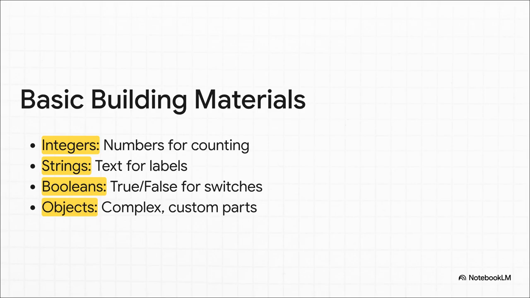So what are these basic materials? Well, we have a few fundamental types. You can think of integers as your numbers, the measurements for how big a room is. Strings are just text. They're the labels on the blueprint, like kitchen or bedroom. Booleans are your simple on-off switches, true or false, light on or light off. And then you get to objects. These are more like your complex pre-built parts, like a whole window unit or a smart home device, each designed to do one specific job really well.